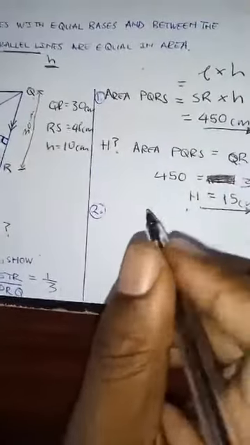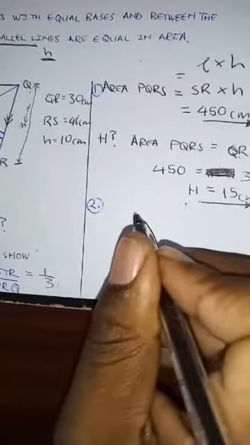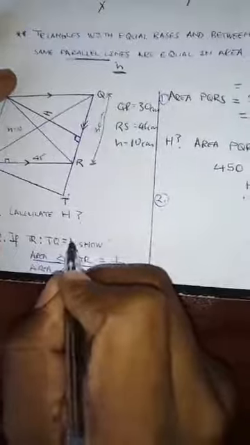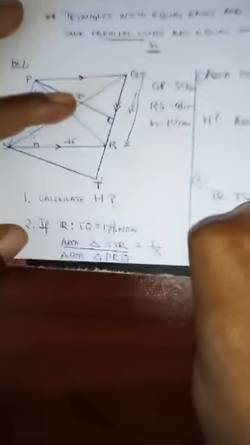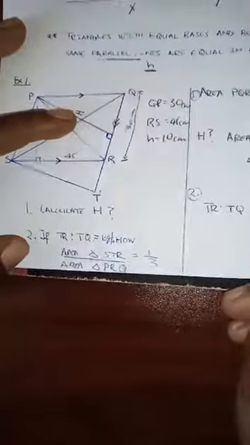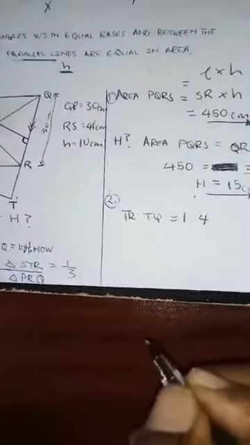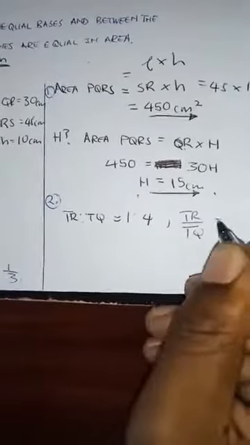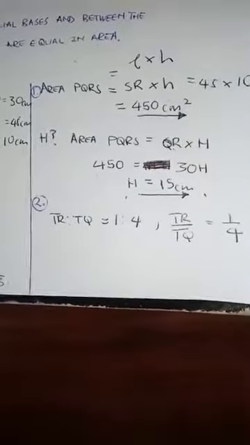So let's start with what we have. I think I captured the question with an error. TR is to TQ is 1 is to 4, actually. 1 is to 4. So that's what we have. So then TR to TQ is 1 is to 4, right? So you can also write this as TR over TQ is 1 over 4, because that's what proportionality means.